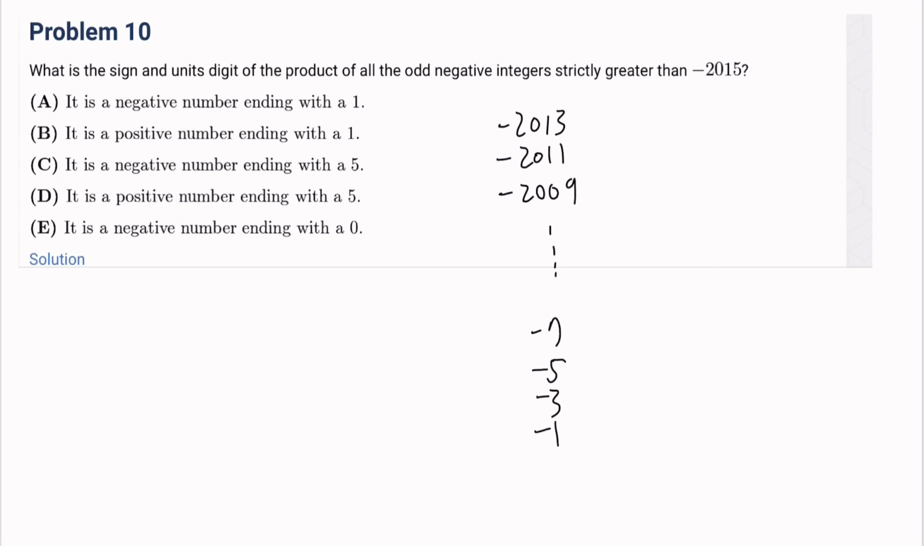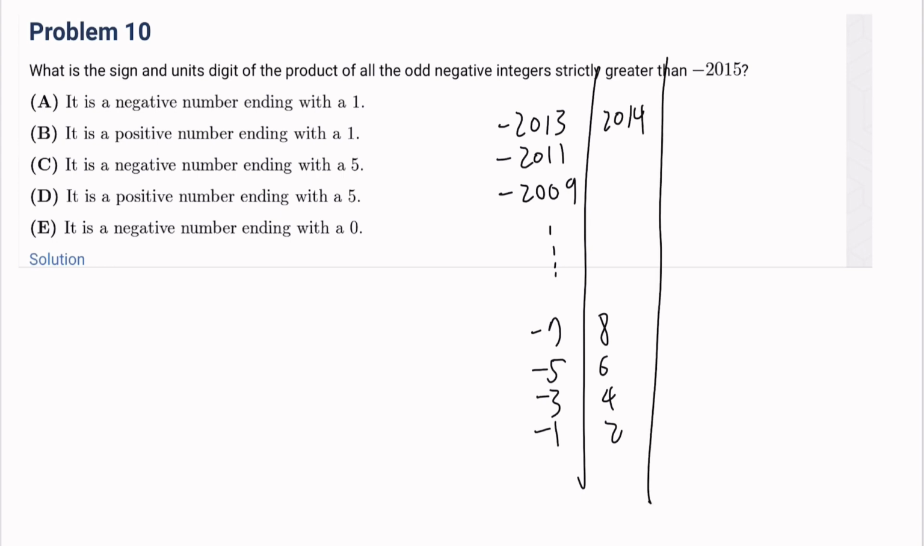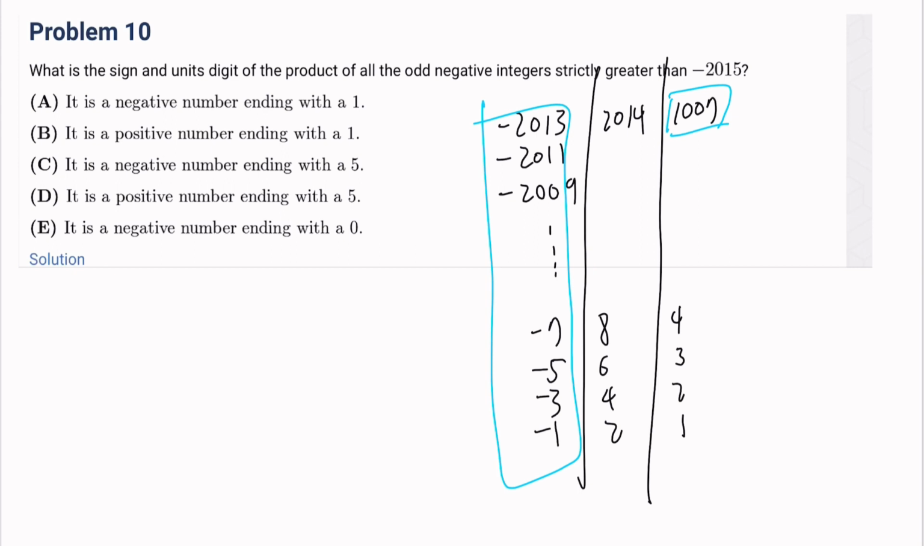And so if we add 1 to all the terms here, it becomes 2, 4, 6, 8, all the way to 2014. And if we divide that by 2, that becomes 1, 2, 3, 4, all the way to 1007. And so that way we can know that there are 1007 terms in this whole sequence, right? And so 1007 negatives is also equal to 1 negative, right? And so it's a negative number, so B and D are out.